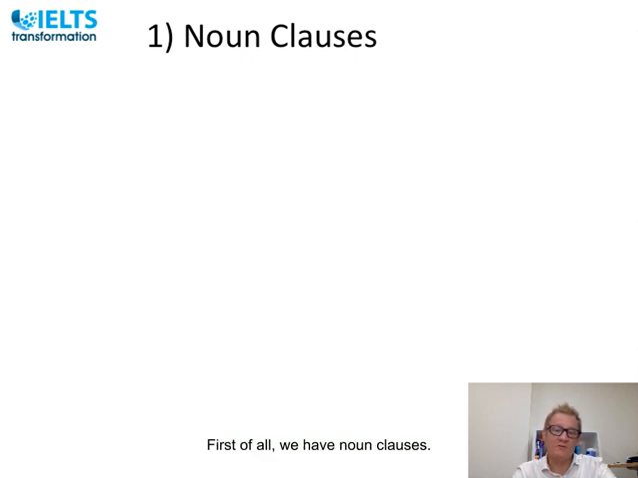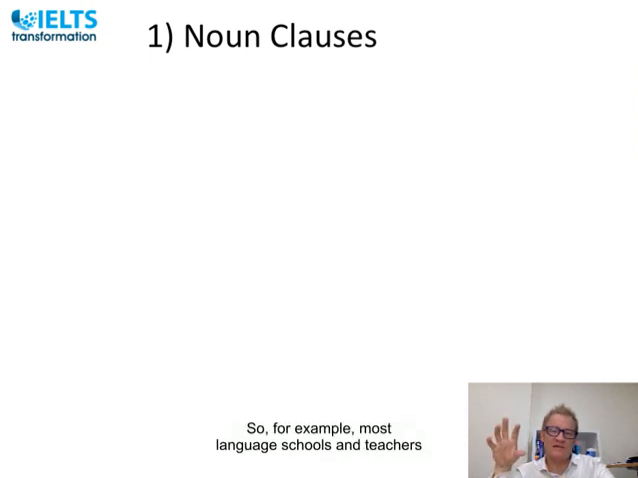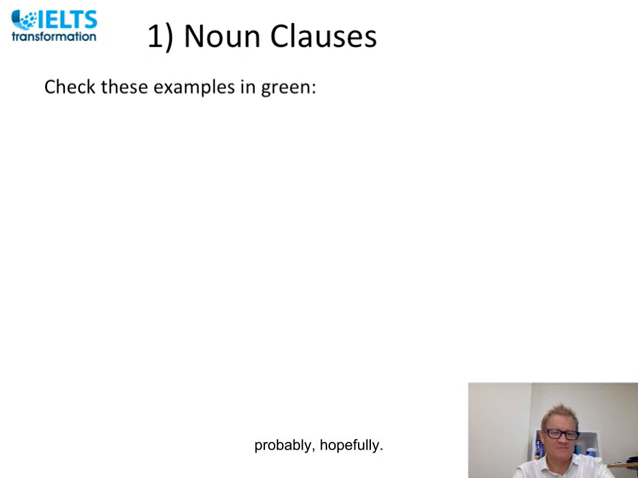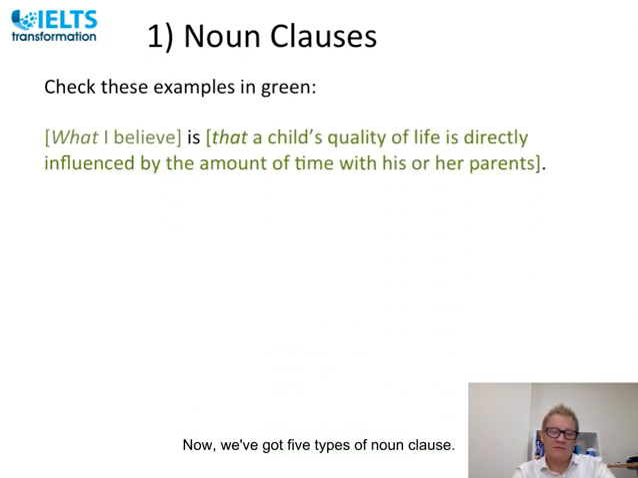First of all, we have noun clauses. Now, a lot of people learn these, but they don't realize that they are learning them. So, for example, most language schools and teachers will talk about reported speech. See, she said that she was coming. So they don't usually tell you that's a noun clause, but it is. So you're already using them, probably, hopefully. Now we've got 5 types of noun clause.